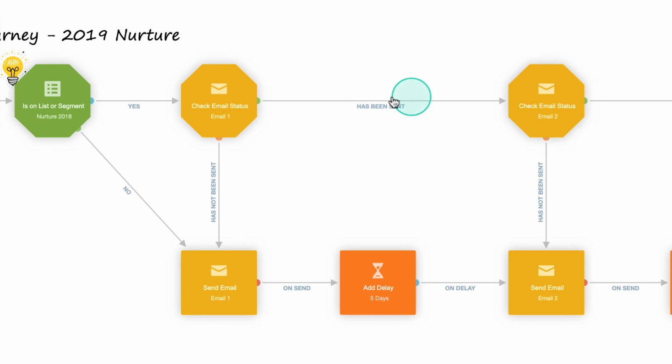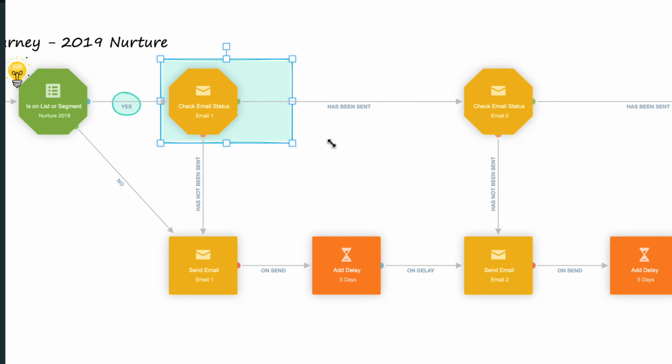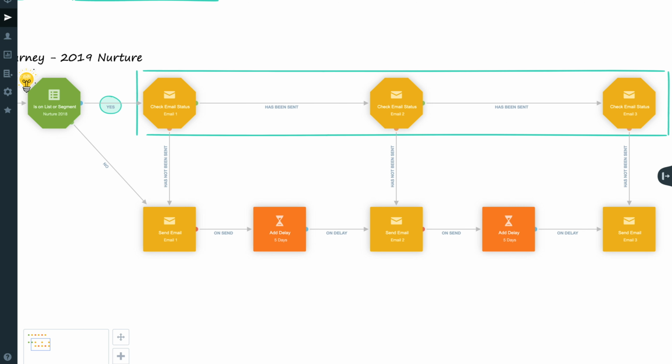Using the Yes Connection option, we've used a series of check email status condition checks to prevent any content double-ups for the contacts that exist on the Nurture 2018 list. This pathway uses has been sent connections to quickly progress these contacts past the content pieces they have previously received. By using has not been sent connections, the contacts will drop down into the new journey when they reach an email they haven't encountered before, and allow them to progress their journey as normal.